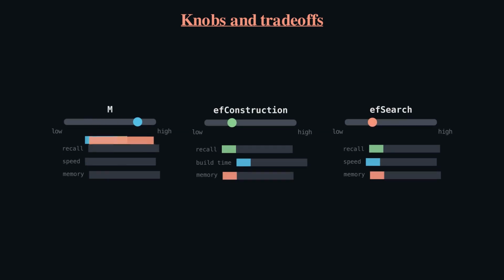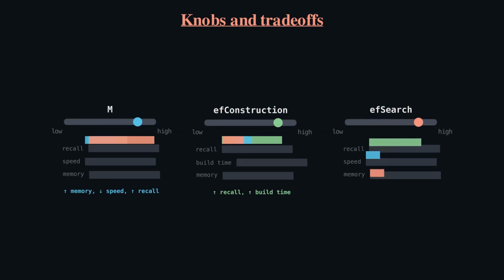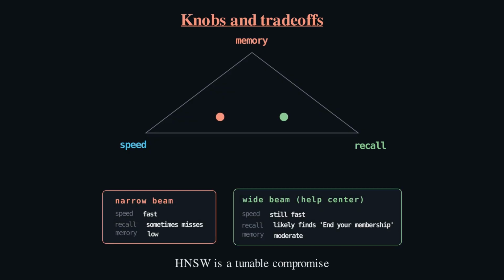Three knobs matter. M controls how many neighbors each article keeps. efConstruction controls how hard the algorithm searches while building the graph. efSearch controls how hard it searches when answering a query. These knobs trade memory, build time, query speed, and recall. With a wider beam, our help center is very likely to return "end your membership." With a narrow beam, it sometimes misses. So it is basically a tunable compromise. If you visit a tiny fraction of the space, you can still usually find useful nearest neighbor candidates.